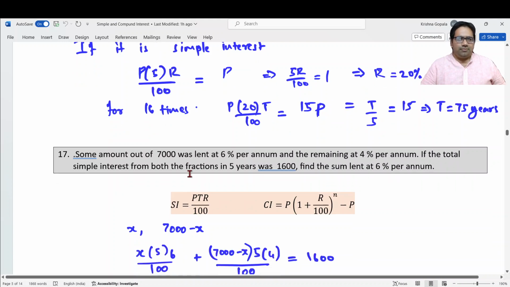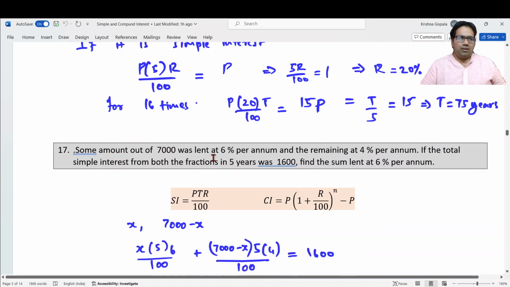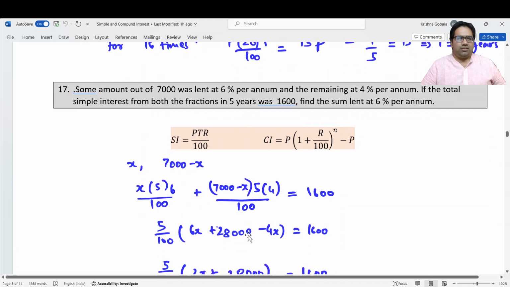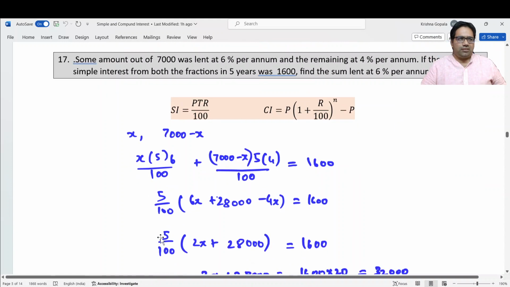Very good. Let's assume the amount lent at 6% was x rupees and the remaining will be 7,000 minus x. Now for this x, what is the interest that we have achieved? Principal into time, which is 5 years, into 6%, R by 100, plus 7,000 minus x into again 5 years into 4%, 4 by 100. The total of this interest is 1600. 5 by 100, let's take common.